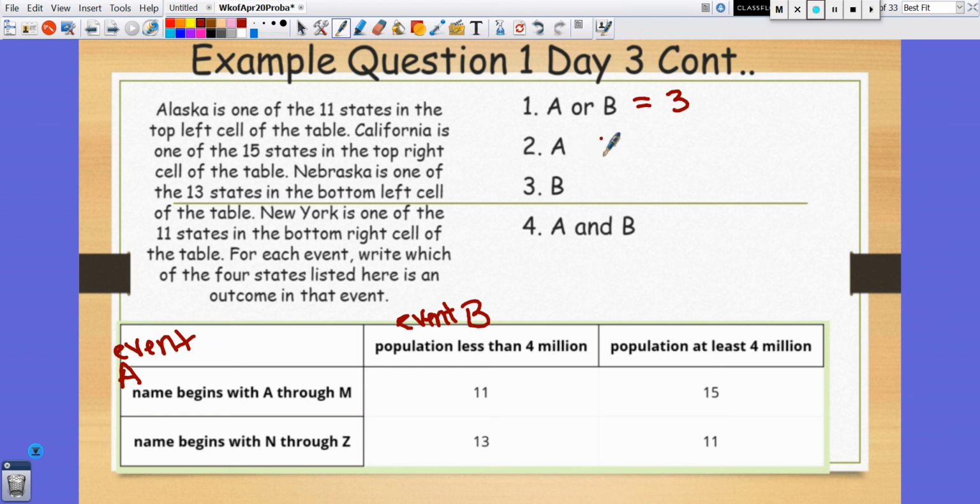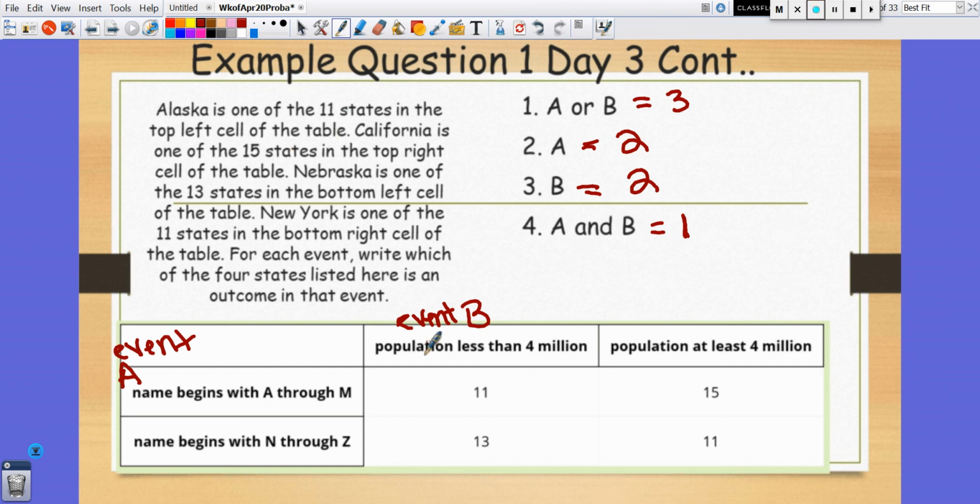Okay, event A, we have just one event. No, not one. We have two that fall in event A, which is states that are between A and M. That would be California and Alaska. And then it says how many would fall in event B. That would also be two. So we have Nebraska here for less than a million, and then New York, or no, Nebraska and Alaska. So this would be two. And then we say A and B, where they intersect, that would just be one. And I think that is Alaska.